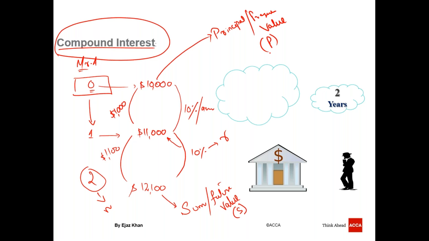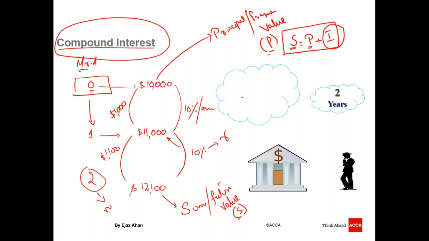So if you want to create a relationship between P and S, S will be equal to your principal and the amount of interest earned during the project's life. So whenever we are supposed to calculate the sum, it will mean that we have to include interest into the principal to get the sum. But whenever we are supposed to calculate principal or present value, we have to offload the amount of interest. So the difference between the principal, present value, and the sum is the amount of interest. So the sum or the future value will always include the amount of interest, whereas the principal or P will exclude the amount of interest.